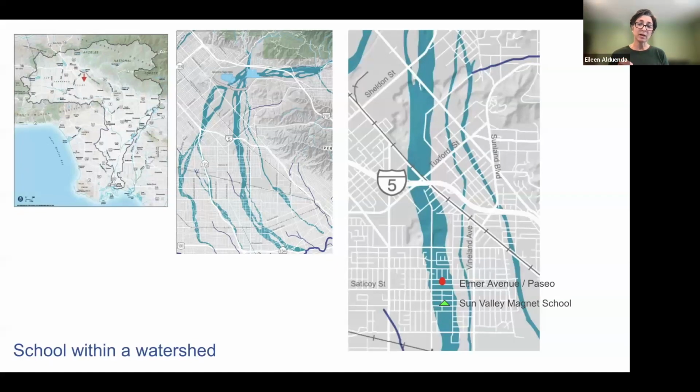We did a pilot on how can you manage stormwater? How do you capture it, clean it, and infiltrate it without undermining our water quality and our local groundwater supplies? And it's a great location to do that because the soils are really high in infiltration rates. Sun Valley Magnet School is just south of that, and that's where we started making the connection to this school by bringing students to Elmer Avenue and Elmer Paseo to learn about how do you capture, clean, and infiltrate stormwater in a beneficial way. Next slide.